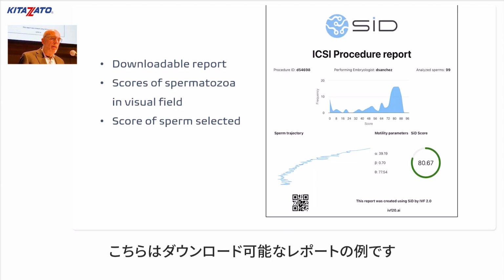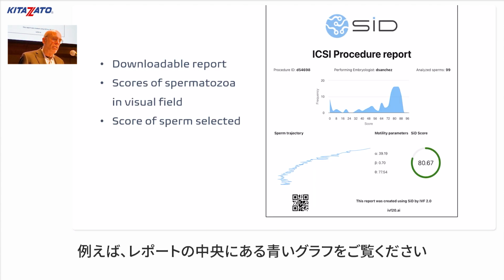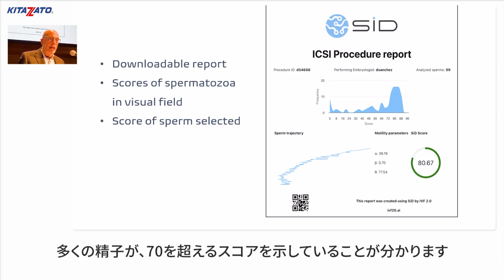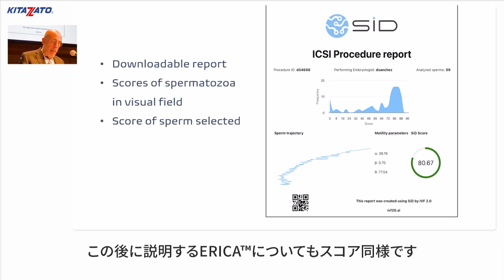There are downloadable reports. So, for instance, you see in this graph on the right, in the blue line in the middle of that report, you see that most of the spermatozoa in that particular sample that was tested gave a score of over 70%. And the score is going up to 100%. It goes from 0 to 100. It's the same for Erica, and I'll come to that shortly.